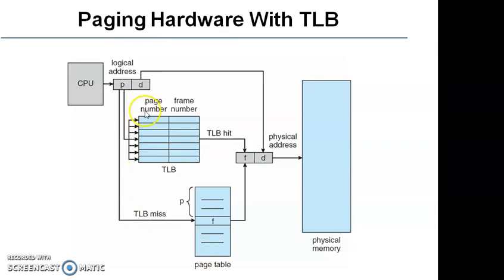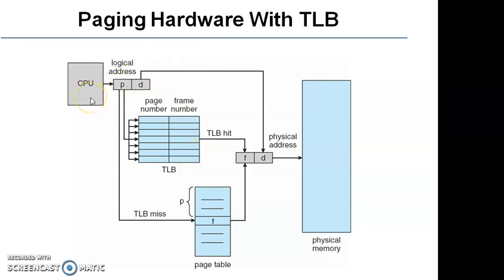But in the case of parallel search, whenever we give the information, this element will be compared with all the elements at the same time. For this, software alone is not sufficient. We require hardware support, that is the TLB here. When the page number P is submitted here, it is compared with all the elements here, and whenever there is a match, we get the corresponding frame number.